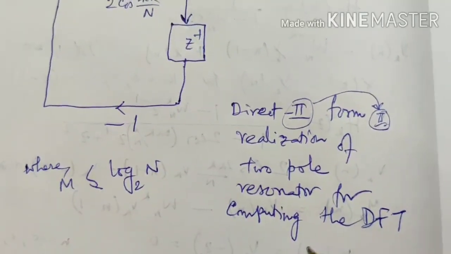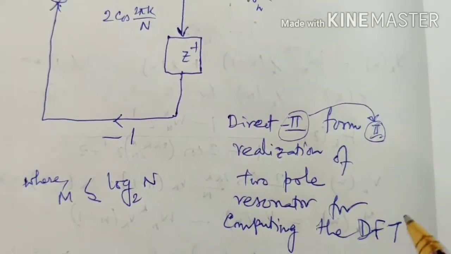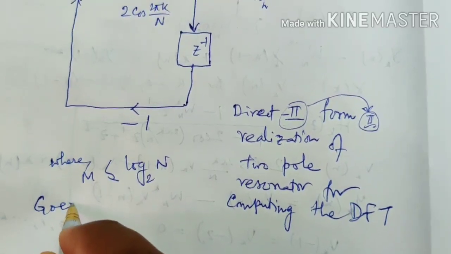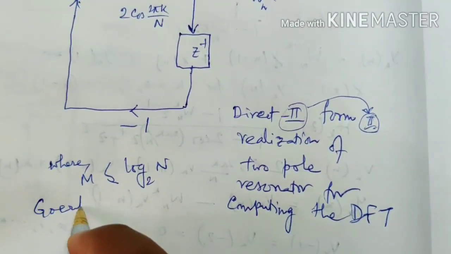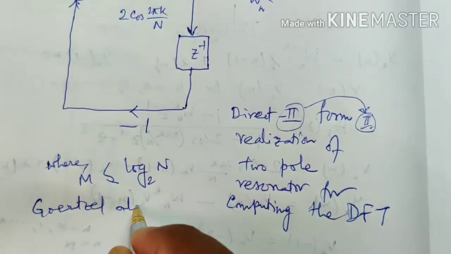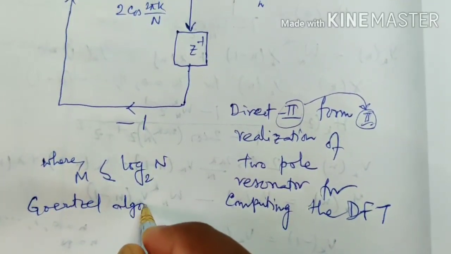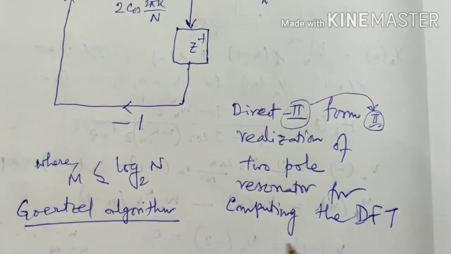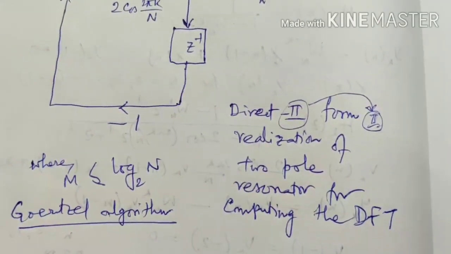So that is the Goertzel algorithm, direct form 2 realization of two-pole resonators for computing the DFT.